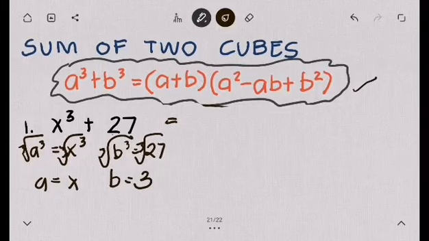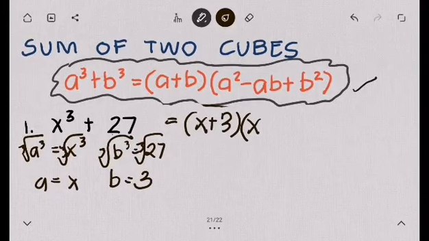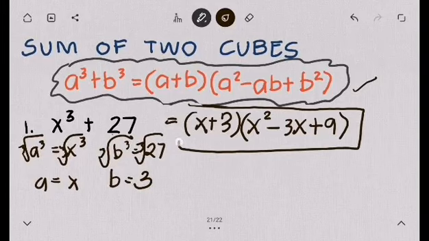Okay, so proceed na tayo sa factoring. So, we now have a, which is x, plus b times a square. So, in this case, x square minus product ng a and b. So, we have 3x plus square ng b, which is 9. Okay, so ito na yung ating sagot.